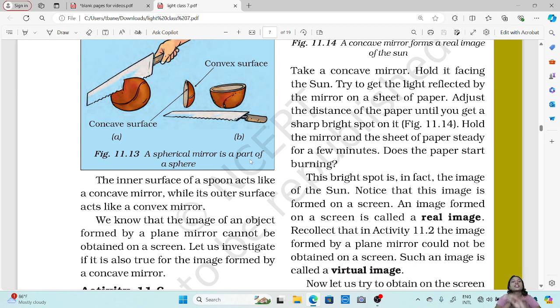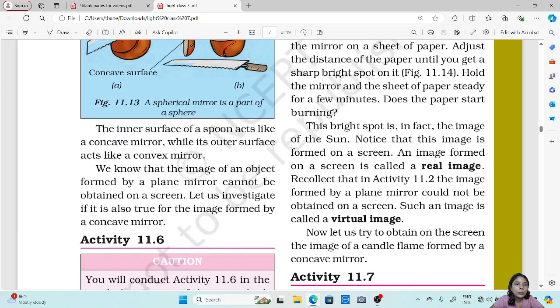Yes. So what happens is when you capture the sunlight, that ray of light, onto the concave mirror, it will directly reflect the beam of light onto the paper, and you will get a sharp beam of light that will start to burn the paper. This bright spot is in fact the image of the sun. Notice that the image is formed on a screen.